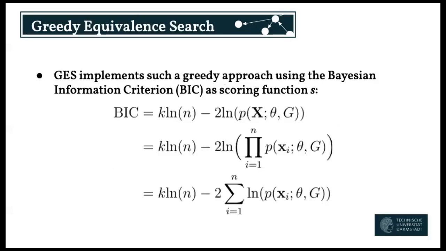The scoring function used for, in this case, greedy equivalence search, which is one algorithm following that approach, but this scoring criterion is used pretty often, is the so-called Bayesian information criterion, which basically is a regularized version of the maximum likelihood score in the end. So you have the log likelihood here, indicating how well your learned model fits the data, and then you have some kind of regularization favoring simpler models. That's the idea.